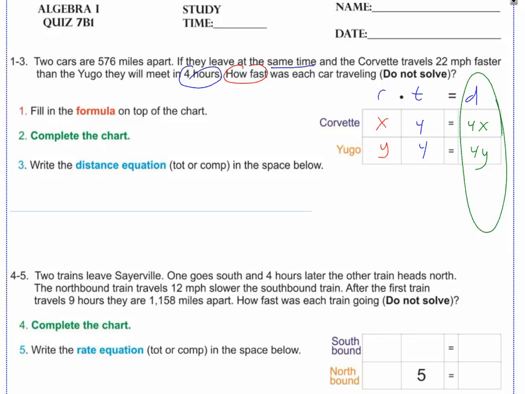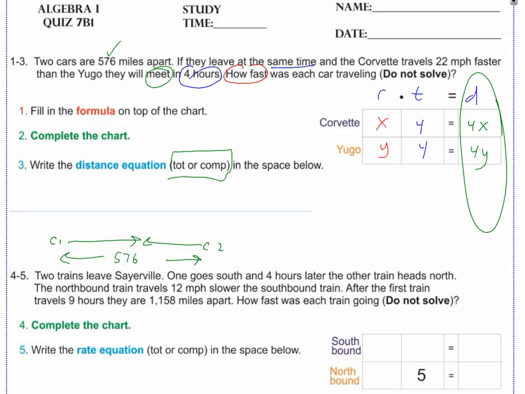Now you have to write the distance equation. The distance equation will come from the distance column. You have to decide, is this a total or a comparison? I tried to help you. I gave you that right there to help you think. 2 cars are 576 miles apart. If you can't think of what to do, draw a picture. Car 1, car 2. They're apart. The question says they meet. This is 576 miles, right? That's how far they are apart.